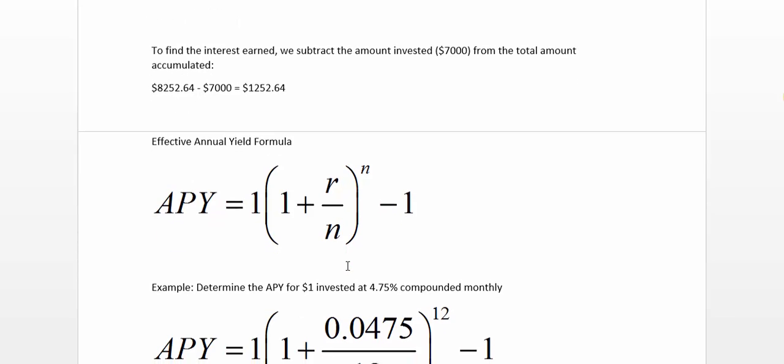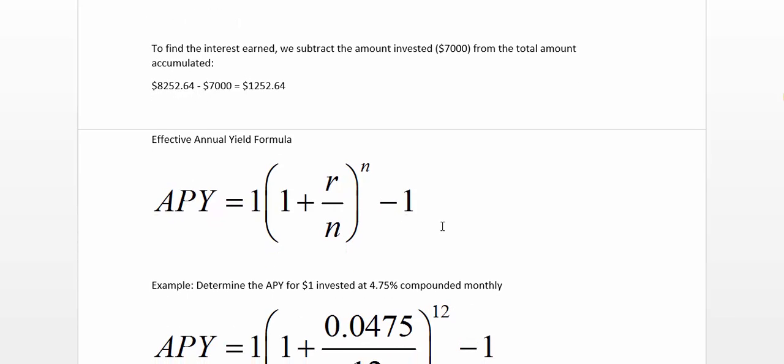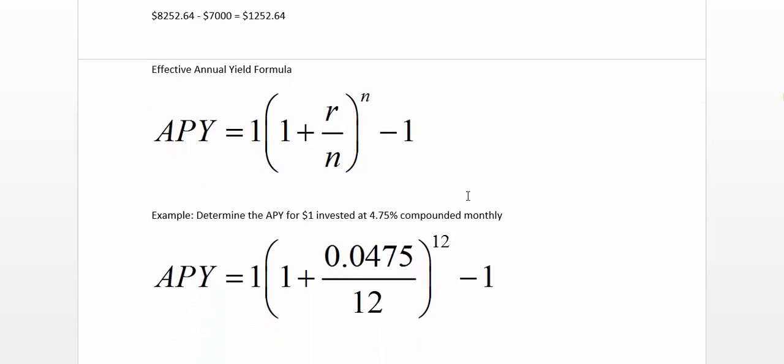All right, the second formula in this section is the effective annual yield formula. And here it is here. It's basically you take $1 and invest it for 1 year at the interest rate and the compounding given in the problem. Calculate this portion and then subtract 1 to get back to an interest rate. So let's work an example. Determine the APY for $1 invested at 4.75% compounded monthly. So here's my formula. Monthly means 12 for N.